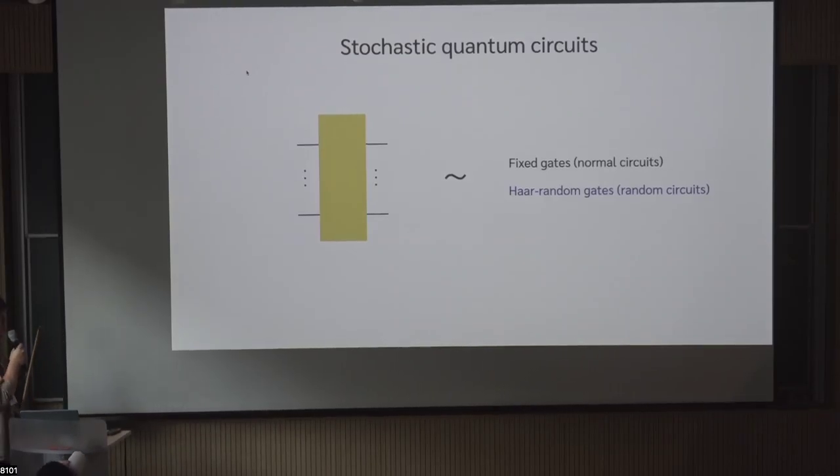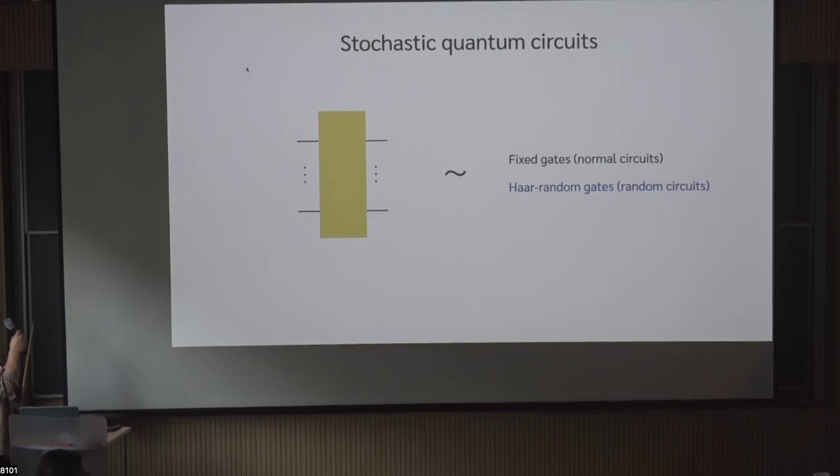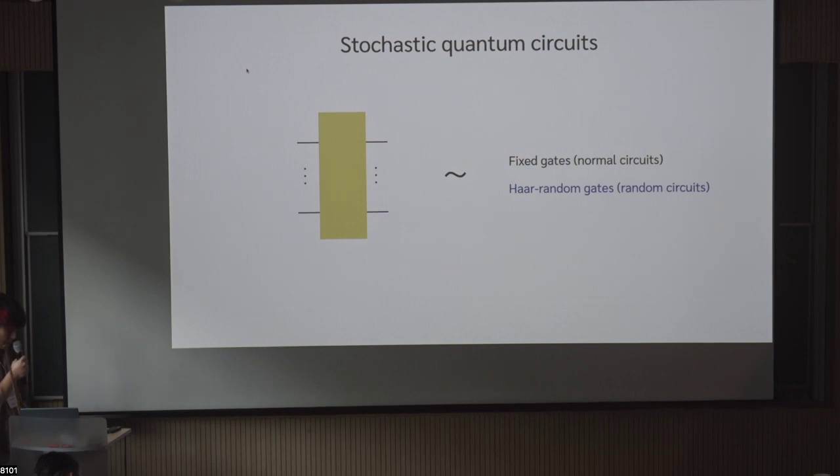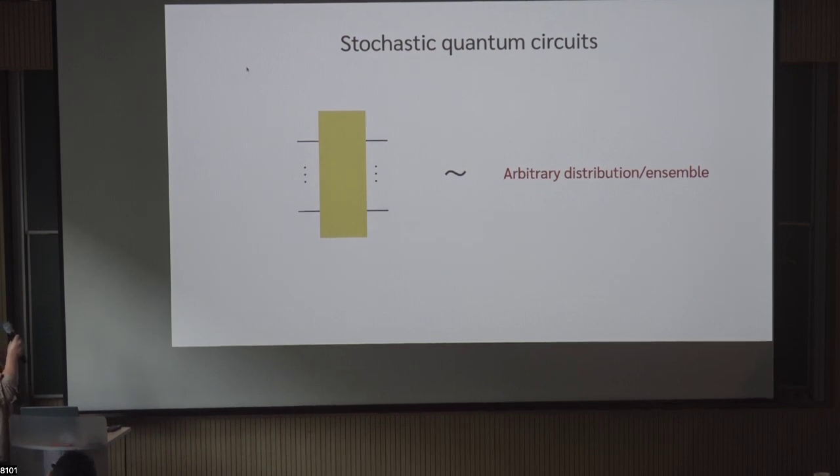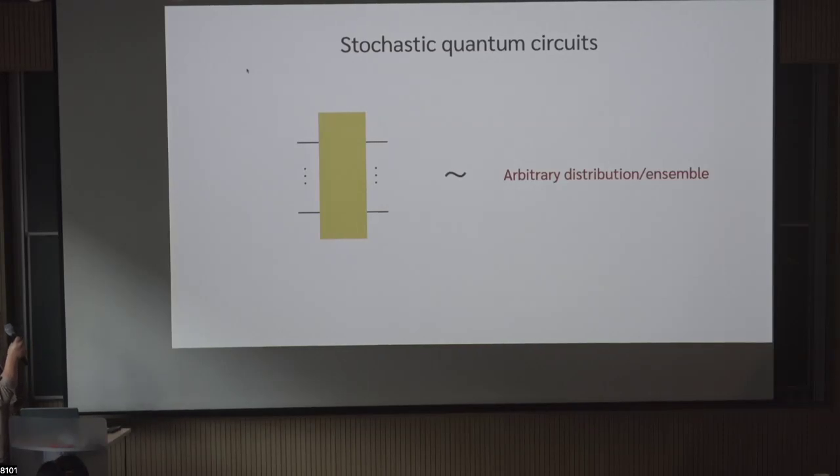So here is a quantum gate. For normal circuits, this can mean a fixed gate. And in standard random circuit discussions, these are usually just by default chosen as Haar random local gates. And here, the modification we make is that we allow this gate to be sampled from an arbitrary distribution or ensemble.